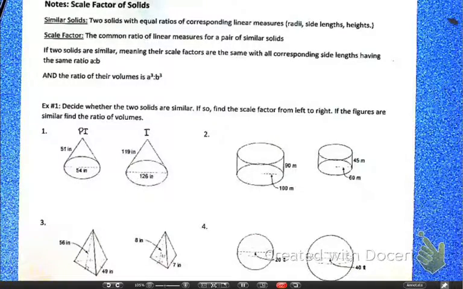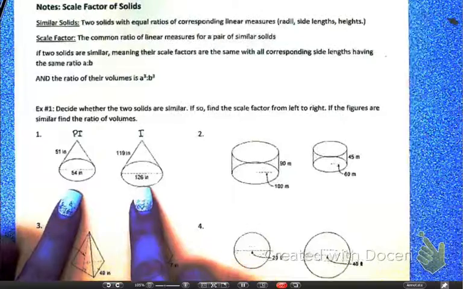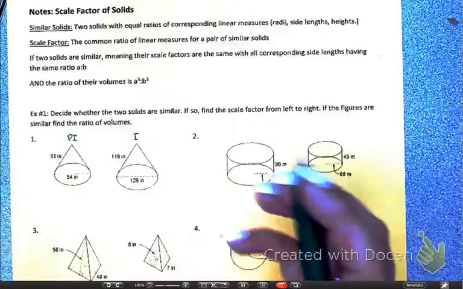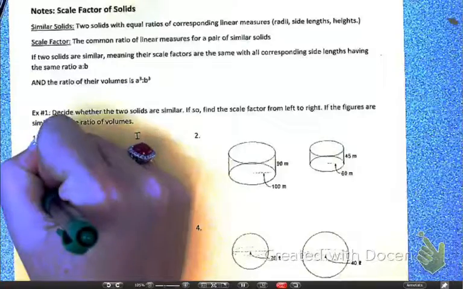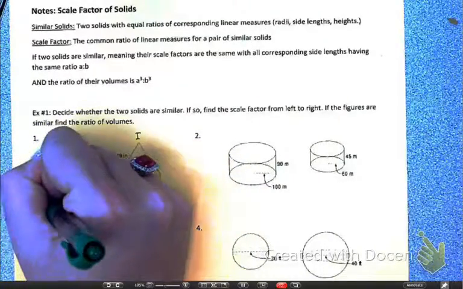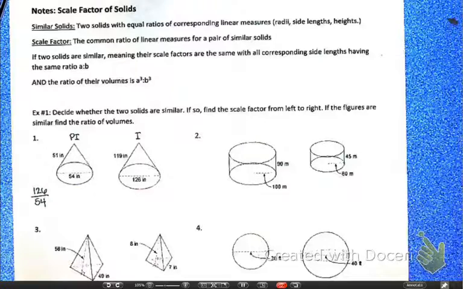What can I compare? What two sides would I theoretically be able to compare? What would match up? The diameters? Okay, so the diameters we should be able to compare. So if we compare the diameters, we're going to go image over pre-image, so 126 over 54. Right? Now, with all fractions, what do we have to do? Simplify them. So let's see if we can come up with a number that goes into 126 and 54.